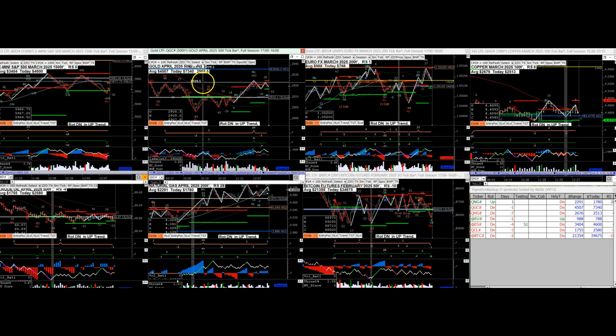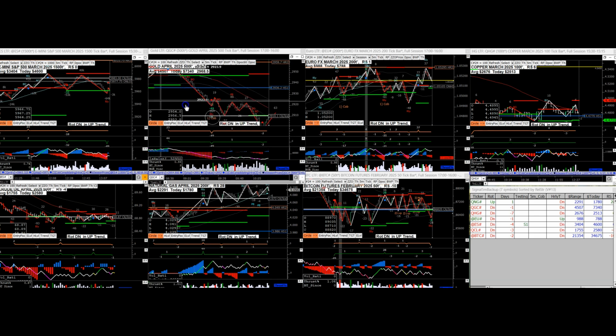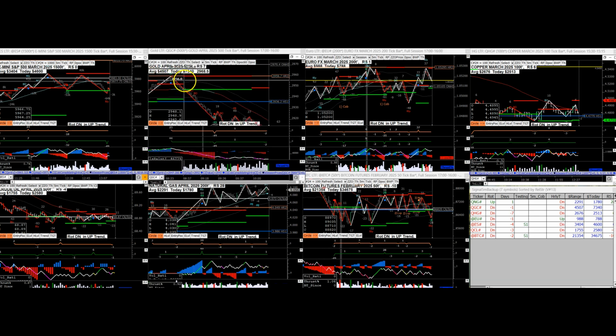On gold, I mean, this market, the selling came, but it just didn't give a pullback. You can very clearly see there's clear selling here, but it just didn't give any pullback.